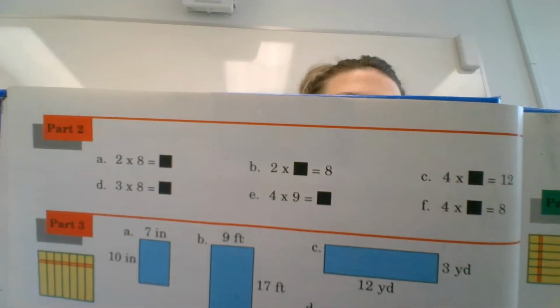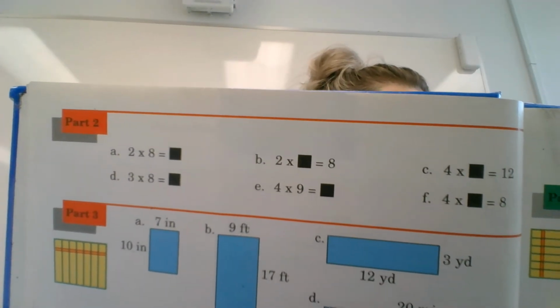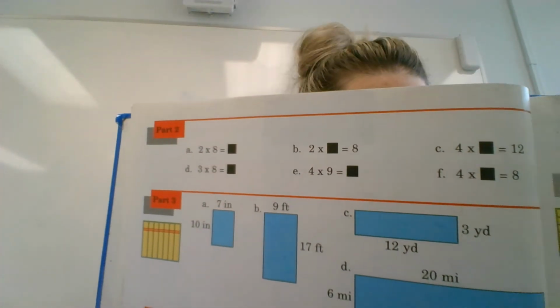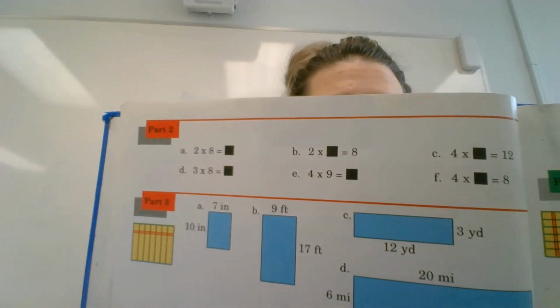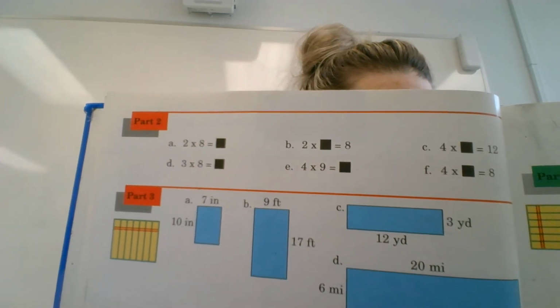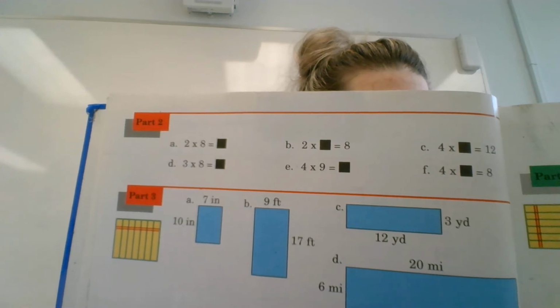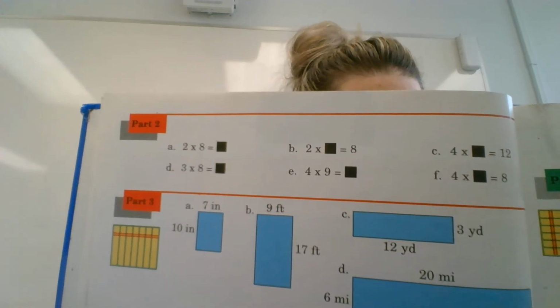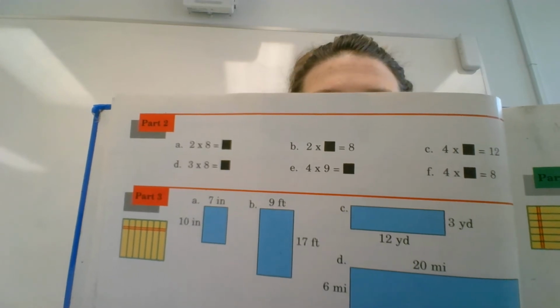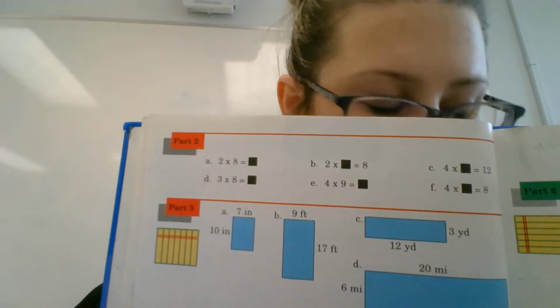Part 2 is just simple multiplication. Part 3, you are rewriting the problem to find the area of each rectangle. Remember, the bigger number goes on top, and then you multiply the problems to find the answers to the rectangles. Don't forget to put your label: square inches, square feet, square yards, square miles. Look at the problem to determine what you are supposed to put for your label.